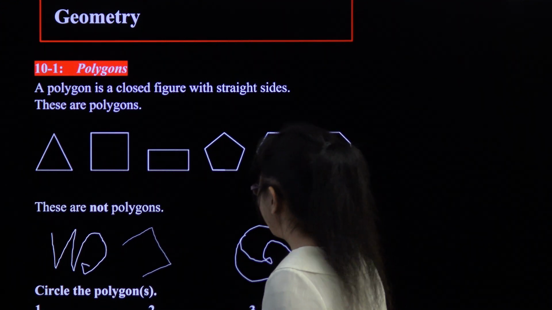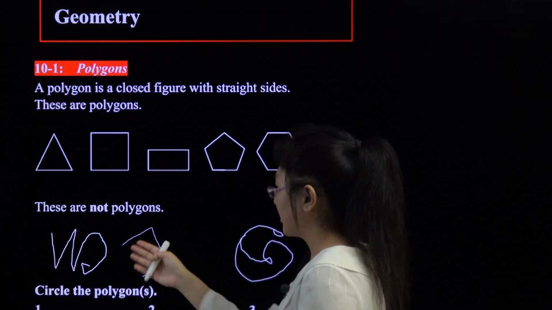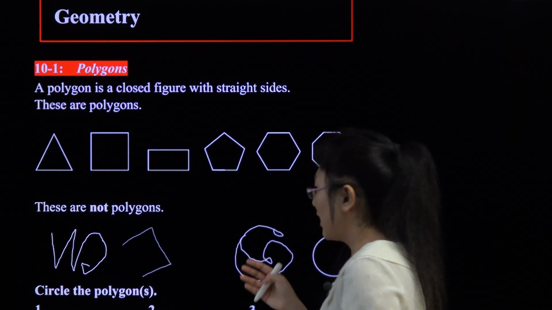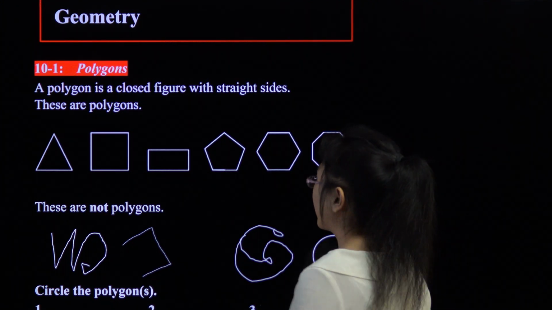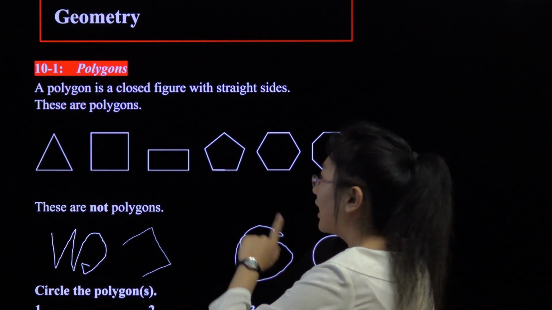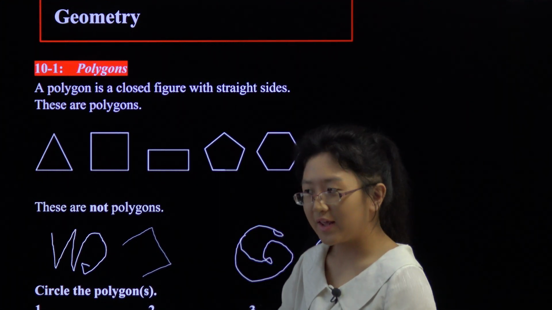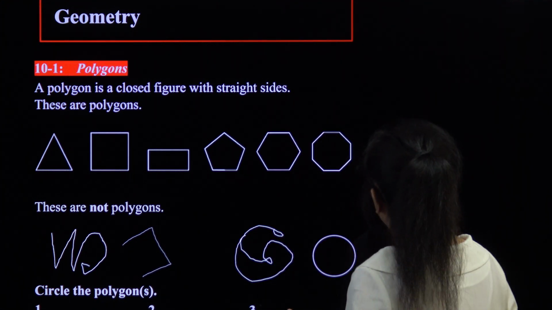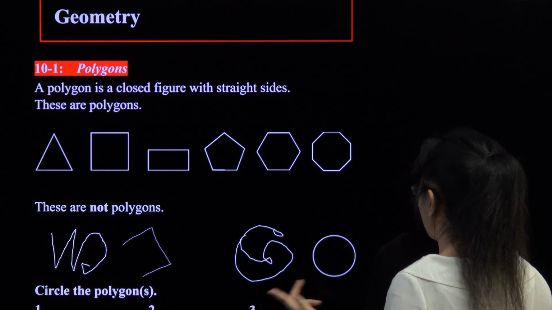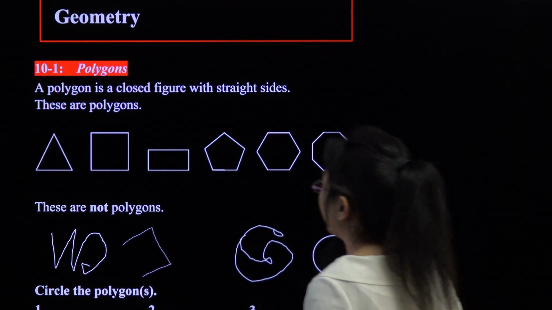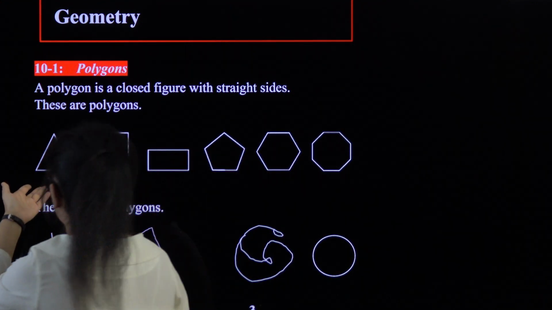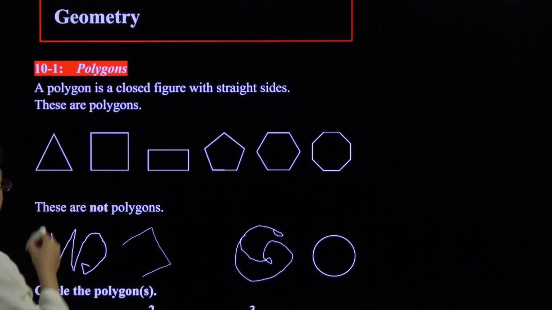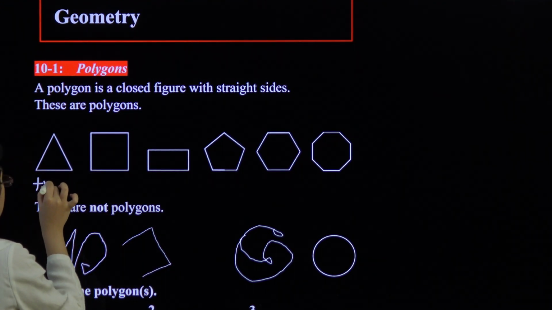Now, why? First of all, this isn't a closed figure. This isn't a closed figure either. And these have curved sides. Okay? I'm going to teach you something right here that may or may not be in the textbooks depending on which country you're from. But we know that the three-sided polygon is the triangle.